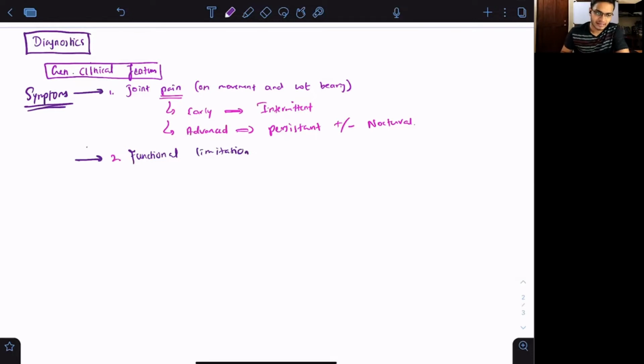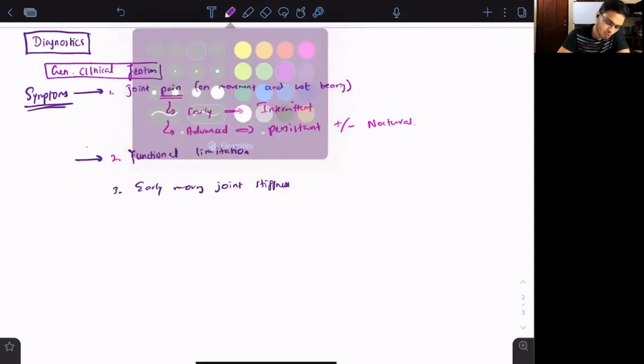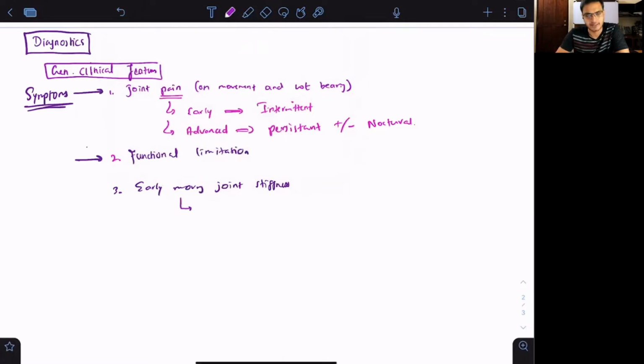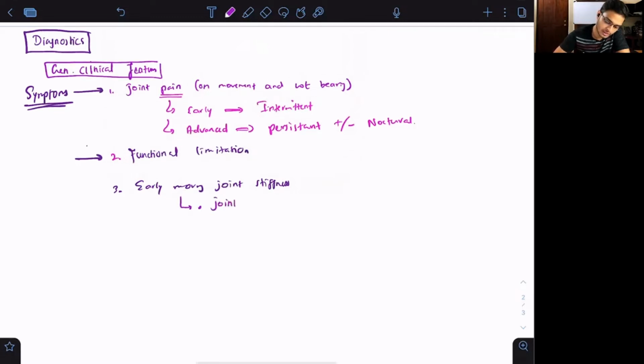The next one I want you all to understand, guys. Look at this. Number 3, right? Morning joint stiffness. You all can say early morning joint stiffness. What is happening here, guys? Look at this. Throughout the night, is the patient moving well when he's sleeping? No, unless they're sleepwalking, right? Throughout the night, joint movements will be reduced.